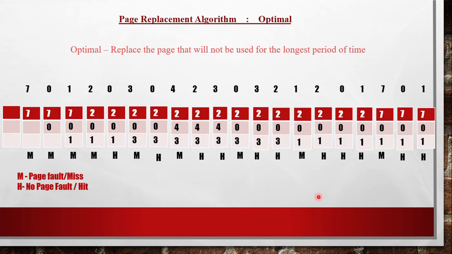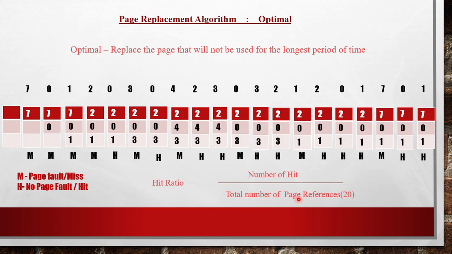Usually in competitive exams, they will ask what the hit ratio is. Hit ratio is nothing but the number of hits divided by the total number of page references. We can see here the total number of page references is 20, so the denominator will always be 20, and the numerator will be the number of hits. How many hits are we getting here? 1, 2, 3, 4, 5, 6, 7, 8, 9, 10. It will be 10 by 20.